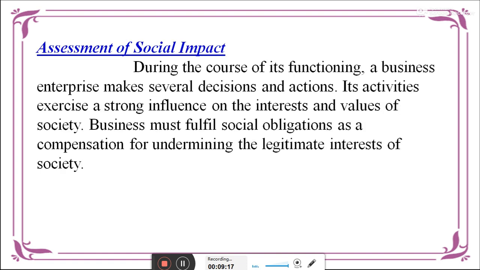And assessment of social impact. They are providing an impact during the various courses of functioning. A business is an enterprise of several decisions and actions. It exercises strong influence on the interest and values of society. The business must fulfill a social obligation and compensate for undermining the society. They are providing for the society and its assessment.